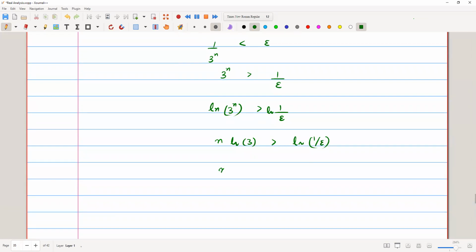Now we can divide both sides by ln 3. Since ln 3 is a positive number, the inequality sign will not be changed here. The inequality sign changes if we divide or multiply both sides by a negative number, but in this case the inequality will not change because ln 3 is always positive.